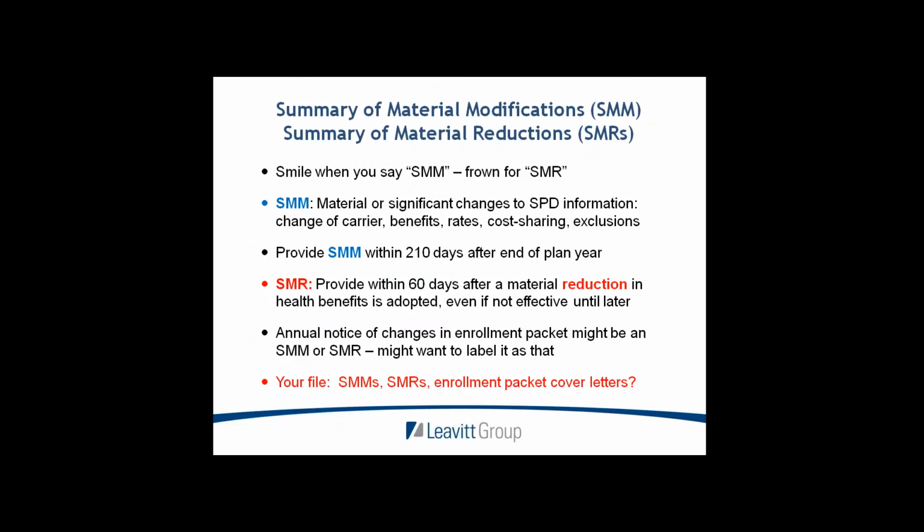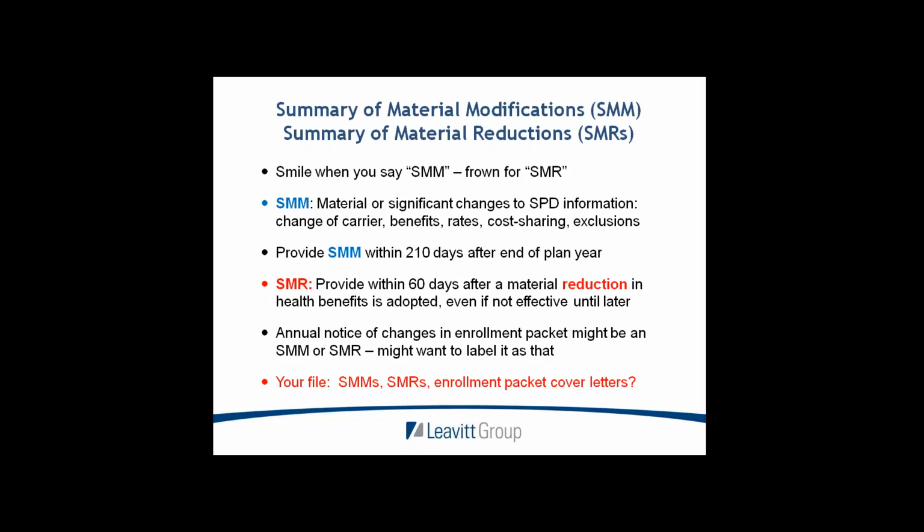Okay, the next area is the SMMs and SMRs. The easy way I say you can know the difference is when you say SMM, you smile because the corners of your mouth go up. And when you say SMR, it's smir, and it's a frown. And the SMR is about a material reduction in benefits. So that's why you're frowning. And the SMM, you're smiling because it's if there are material or significant changes to the SPD information. And that could be a change of carrier or benefits or changes in rates or changes in cost-sharing reductions or amounts, or it could be additional exclusions.